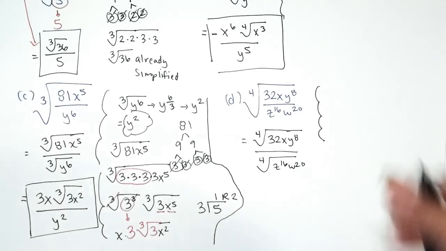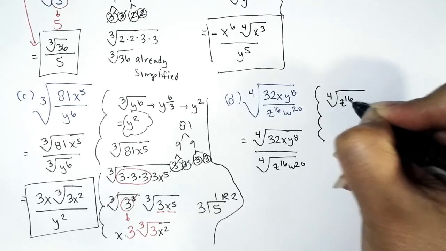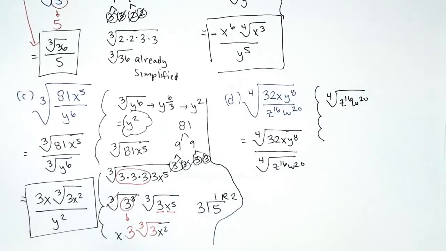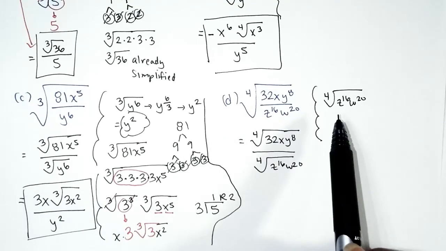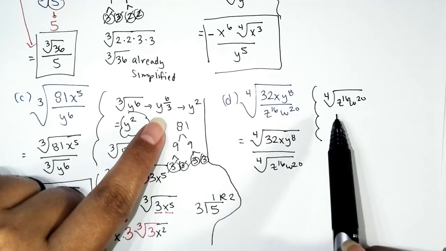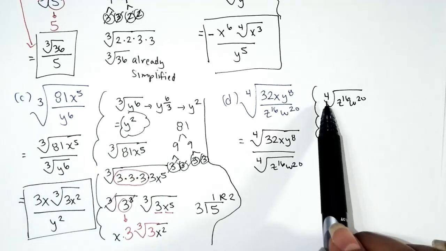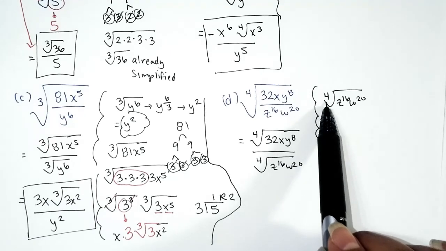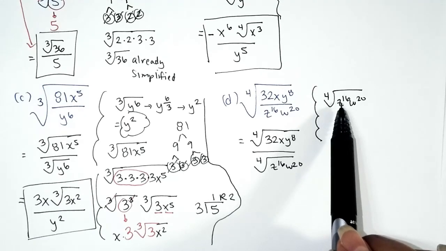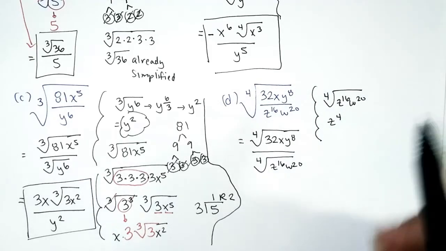All right, so we have the 4th root of z to the 16th w to the 20th. If we were to put this radical in exponential form, what this pretty much boils down to is how many times does the index go into each exponent. So 4 goes into 16 exactly 4 times. So that will give us z to the 4th.